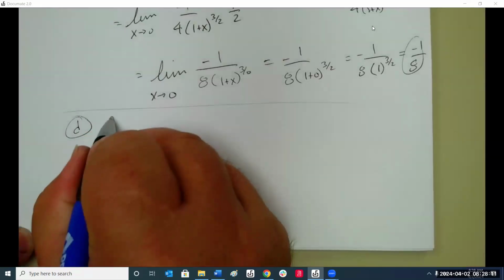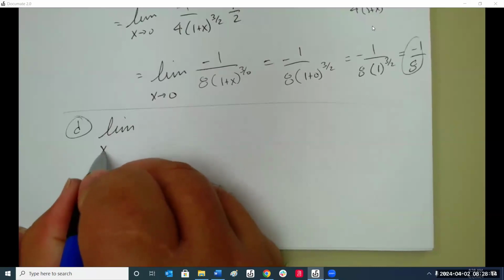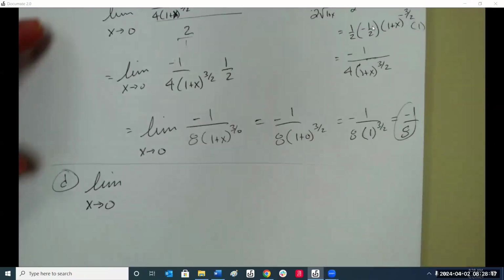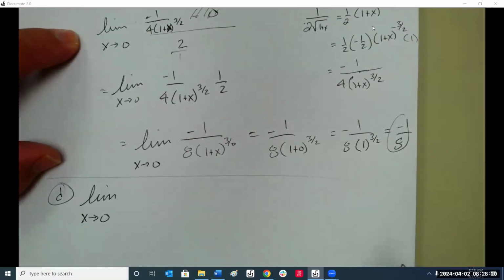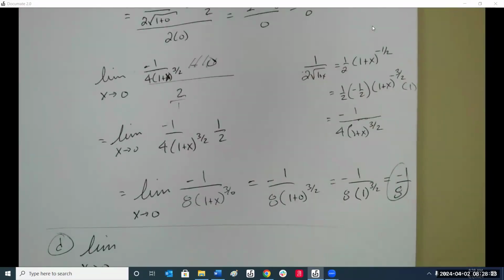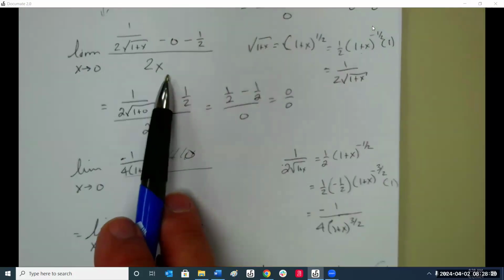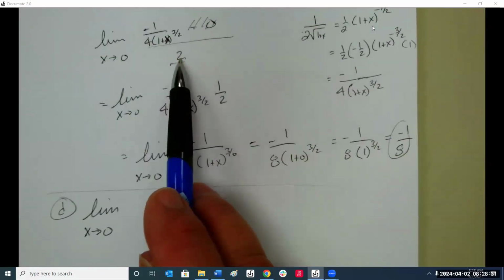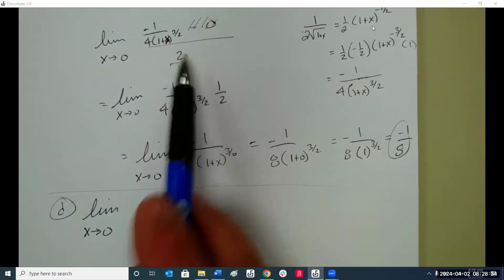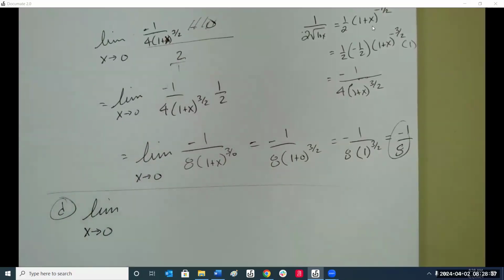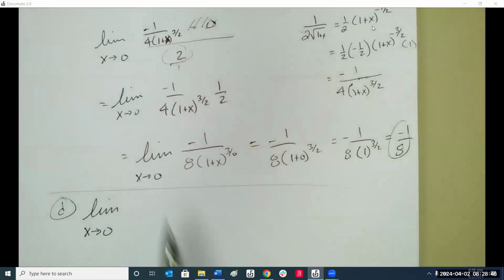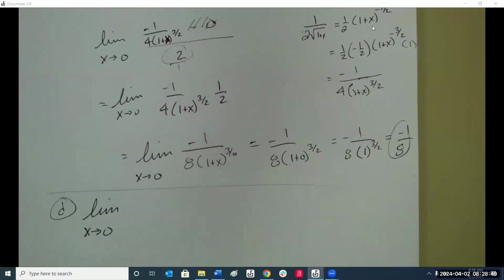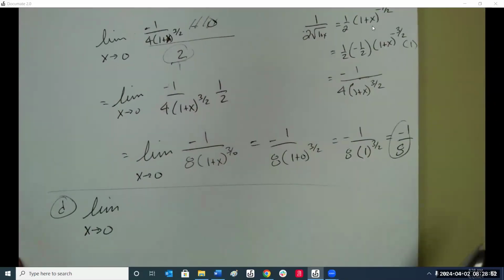Let's look at D. The limit as x approaches it. How do we know we couldn't go any further? Because when we took the derivative of 2x, what do we get? 2. Since that can no longer be 0, that's as far as we go, and whatever we have at this point is the answer. If it's 0 over 2, the answer is 0, or whatever the answer is, the answer is. Once the top or the bottom is no longer a zero limit, you're done. It is what it is.